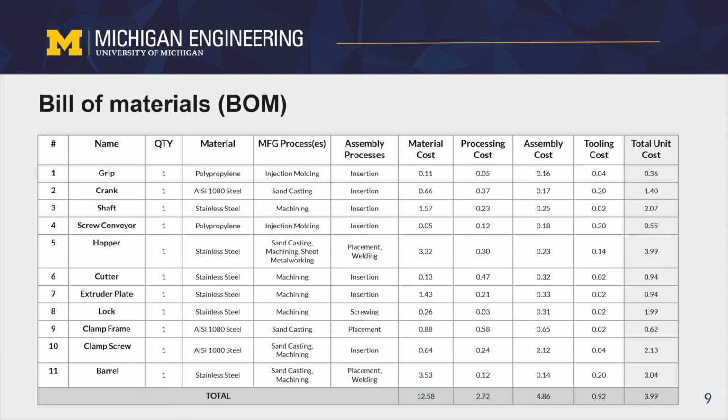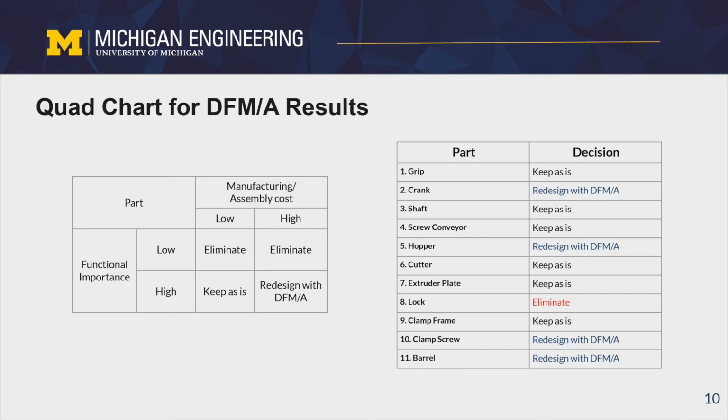From the volume, density, and the cost per weight, we estimated the material cost and then the processing cost, assembly cost, tooling cost, and finally the total unit cost, considering a batch production of 50,000 units. From here, and considering the functions of the product, we analyze each part using the what chart to decide whether to keep as it is, eliminate, or redesign the different parts. And we decided to redesign with DfM the crank, hopper, clamp screw, and barrel, as well as eliminating the lock.